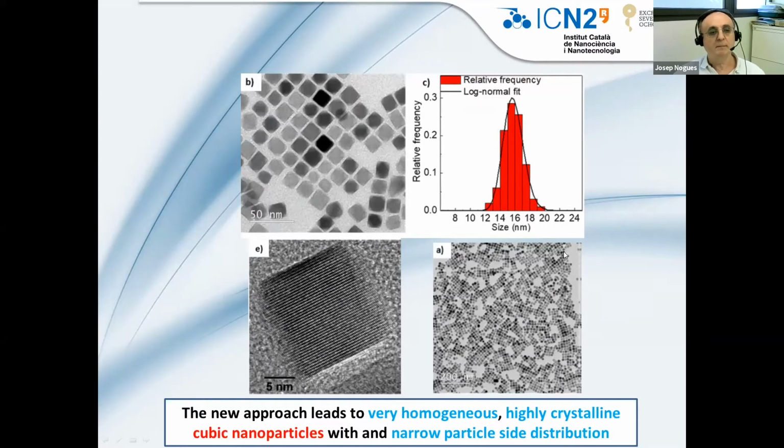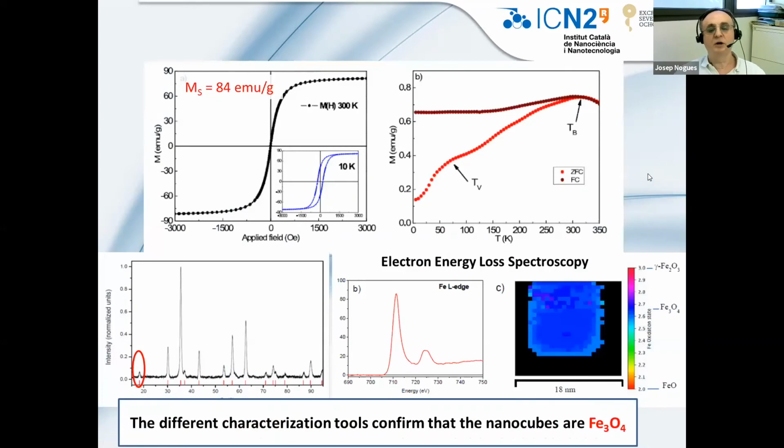So how do we know they are Fe3O4? We did a series of tests. First, we measured the magnetic properties, and we see that the saturation magnetization at room temperature is about 84 emu/g, which is what you expect for Fe3O4.